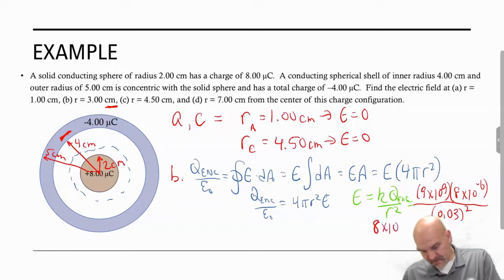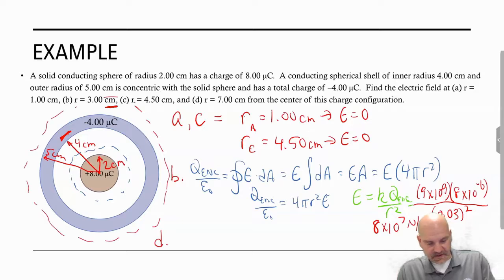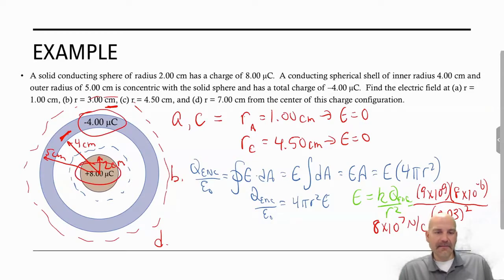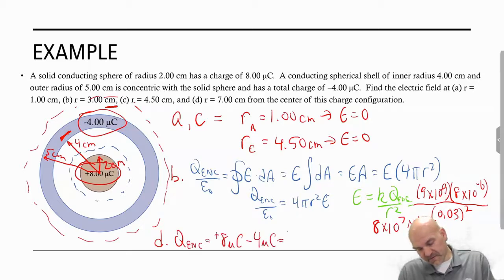So it's 8 times 10 to the 7th newtons per coulomb, out to 3 centimeters. And now part D says 7 centimeters. So here's my Gaussian surface, a Gaussian sphere. Note that we're using the enclosed charge. What's enclosed? We have negative 4 microcoulombs and positive 8 microcoulombs. So our enclosed charge is positive 8 microcoulombs minus 4 microcoulombs, which gives us plus 4 microcoulombs.